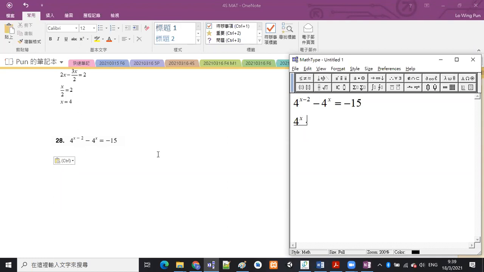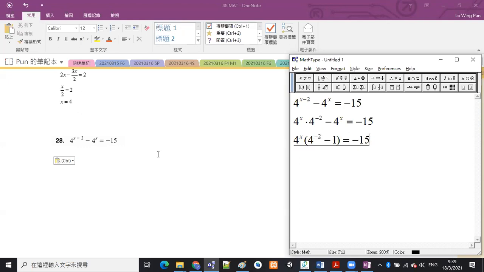4 to the power x times 4 to the power negative 2. Okay, and then minus 4 to the power x is equal to negative 15. And then when you write the terms like this, you will find that there is a common factor 4 to the power x, which can be taken out. Okay, so it becomes 4 to the power negative 2 minus 1.